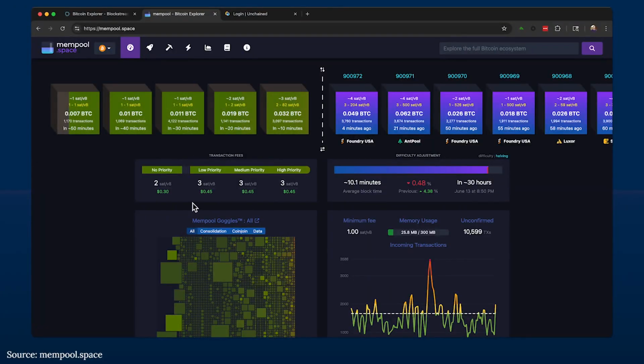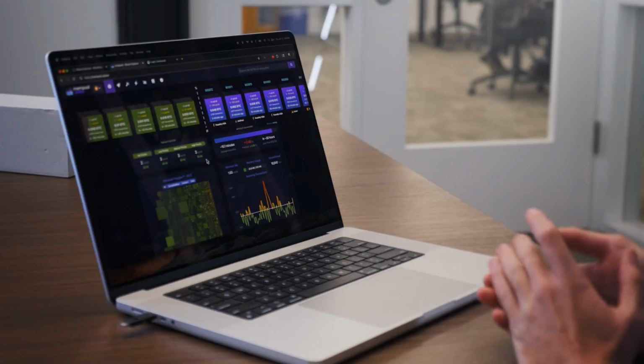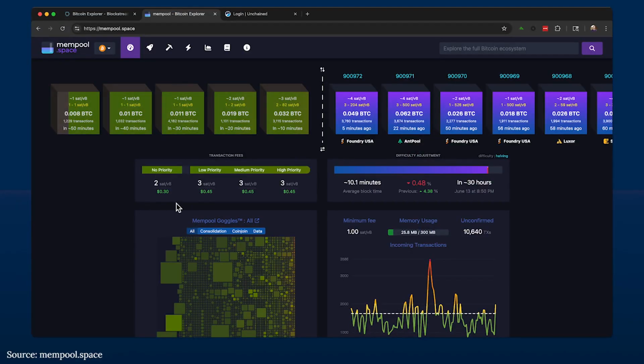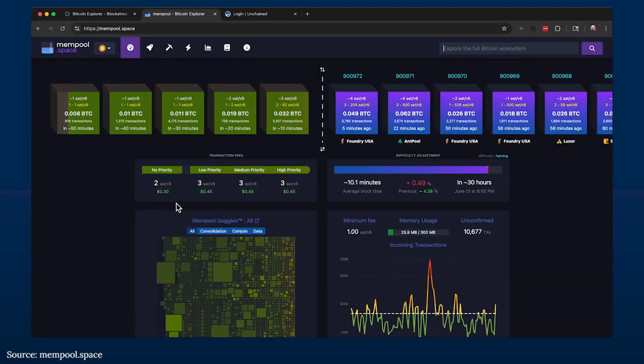At the time of recording, you can see here in this transaction fees section, it says that the high priority fee rate is only 3 Satoshis per byte, which is fairly low. The lowest is 1. And also, if you had a transaction with really no priority to it, you could get away with paying less, like 2 Satoshis per byte. So you can construct your transaction using that information.